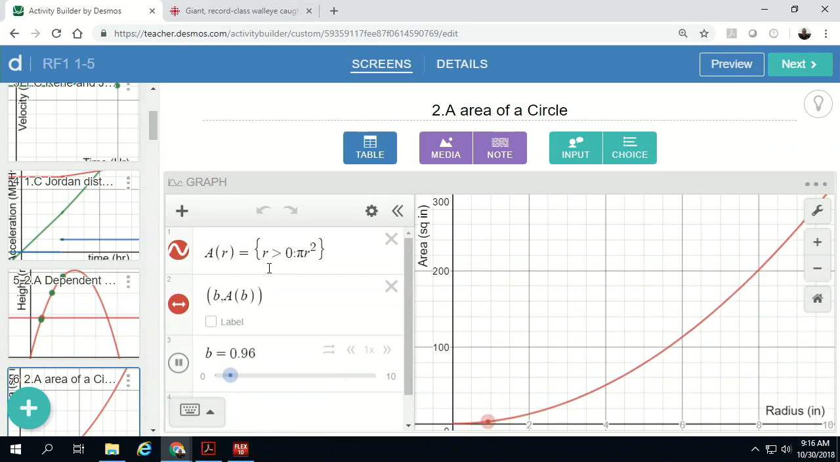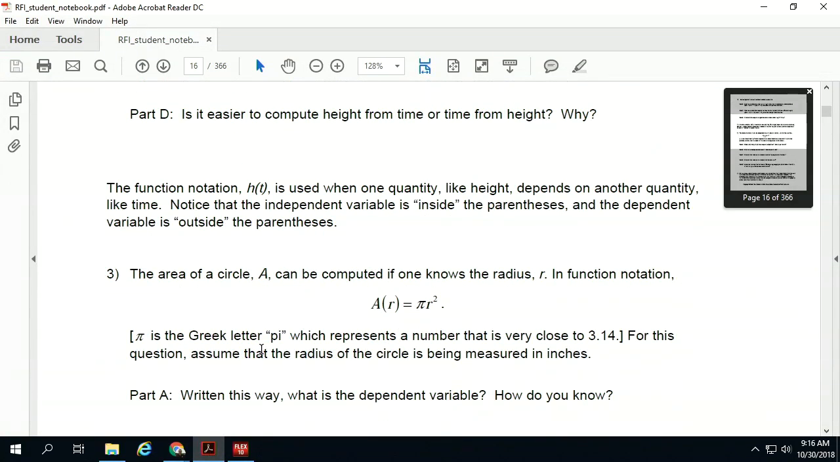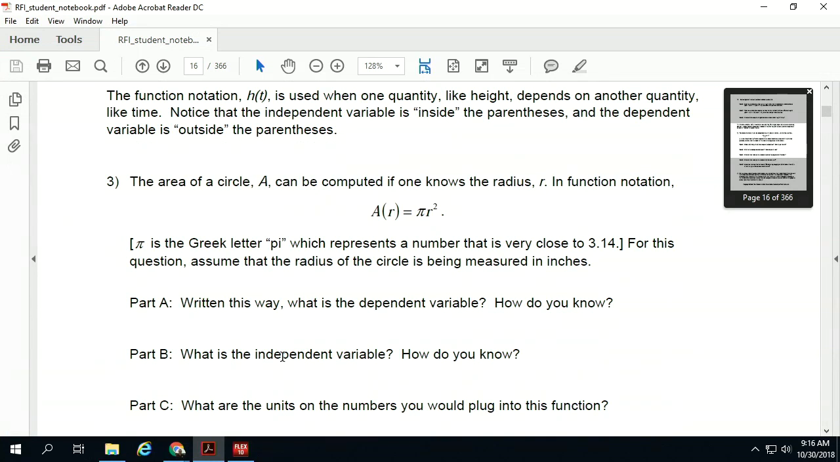Part A says, which is the dependent variable? Dependent variable is area. How do you know? It's outside the parentheses. It's on the left side of the equation. I don't know what other ways you would need to know. And then the independent variable? Radius. How do you know? It's inside parentheses. It's on the right side of the formula. I don't know what else there is to say. Here's the question, though.